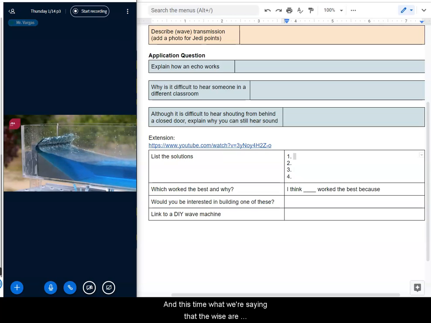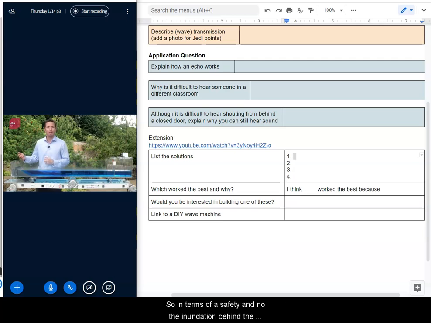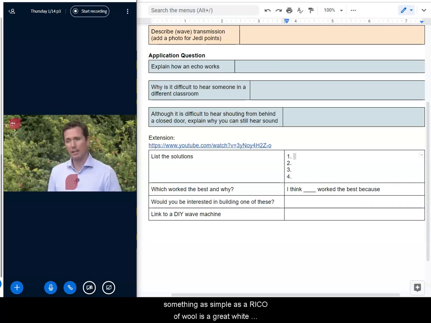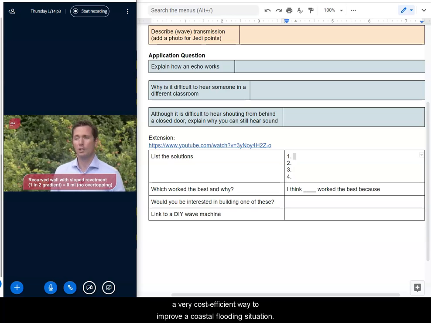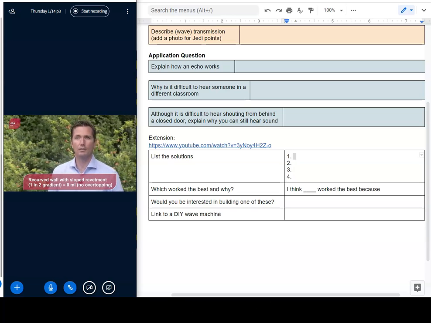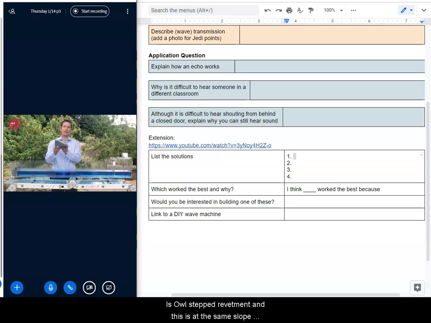And this time, what we've seen is the waves are actually getting shot back out to sea. There's probably the same amount of wave energy going up, but it's all returning out. So in terms of our safety and the inundation behind the defences, it's a lot better. And in fact, there was no water that actually came over at all. So something as simple as a recurve wall is a great, very cost-efficient way to improve a coastal flooding situation.